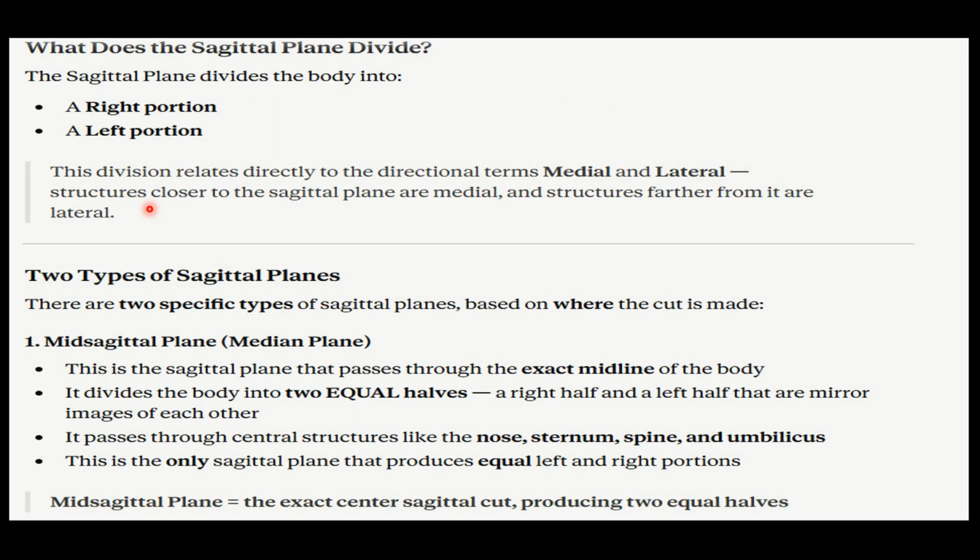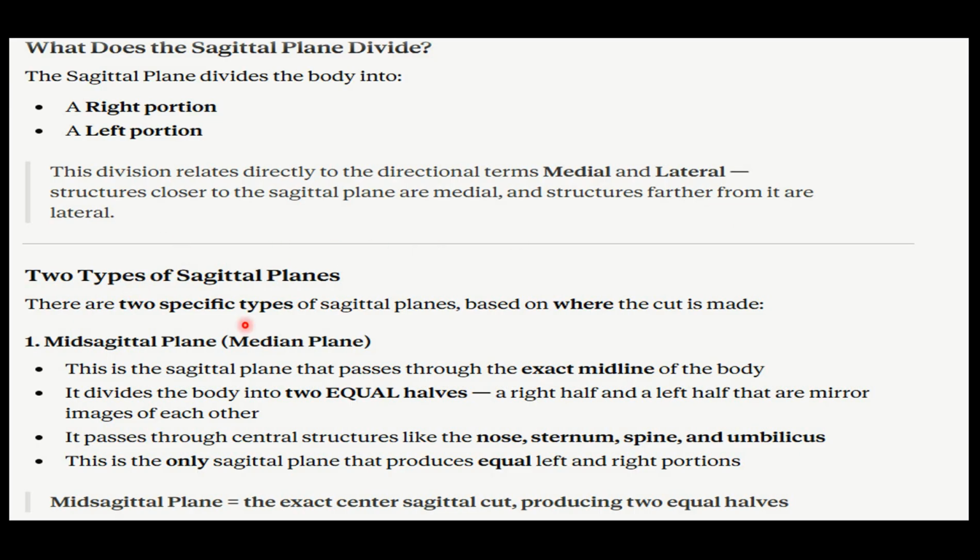Now we know that the sagittal plane divides two things. What are those two things? The sagittal plane divides the body into two parts: one is the right portion and one is the left portion. This division relates directly to the directional terms medial and lateral, which is why we were learning about those directional terms. Medial and lateral is something you can directly relate with this division. We can say that the structures closer to the sagittal plane are medial, and the structures farther from it are lateral.